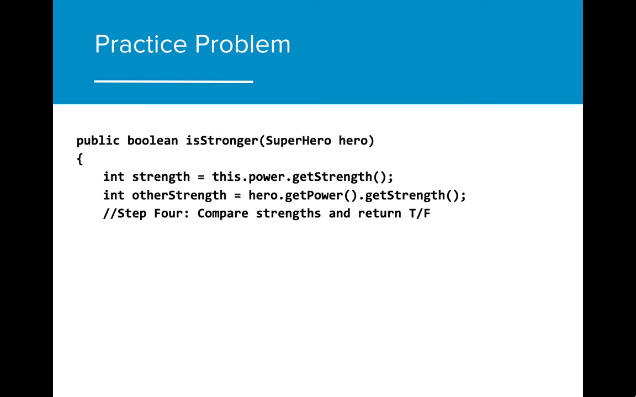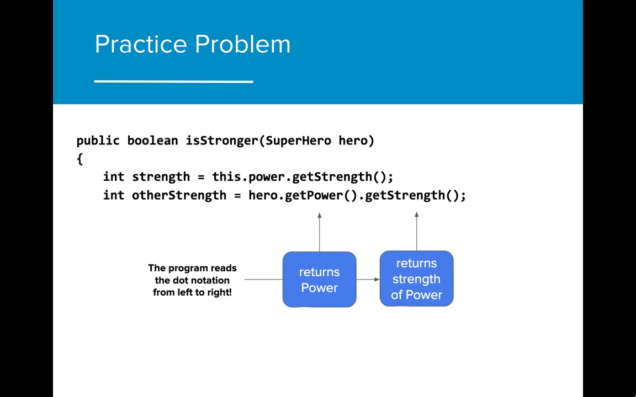The next step is to find the strength of the other superhero, and we can do that by creating another variable and storing the value hero.getPower().getStrength(). This is using two different dot commands, so let's explore this a little more. The program reads the dot notations from left to right. The first method called on the object hero is getPower. This will return the power object to the program. The next method called is getStrength. getStrength is being used on the power object that has been returned from getPower, and will return the strength value stored in that power object.